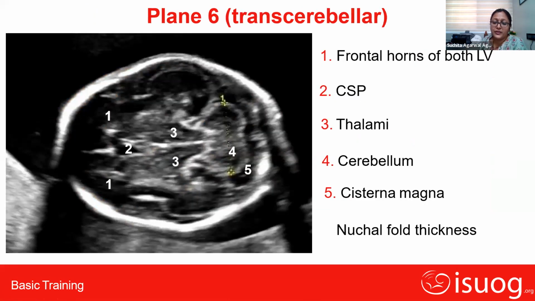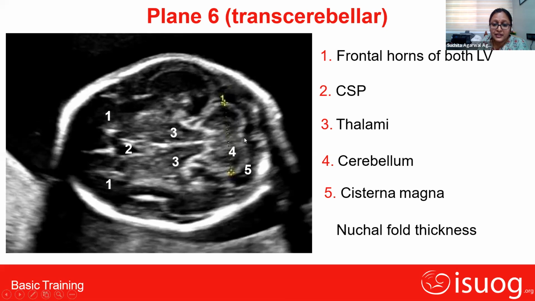So what has to be seen in this plane? Again, the frontal horns. We see the frontal horns of the lateral ventricle. We see the CSP. We also look at the fornices. All this is not written here, but they also have to be seen. Then thalamus. Then cerebellum. What is the cerebellum? The cerebellum is a two dumbbell-shaped structure, separated by the echogenic vermis. There's a vermis over here.